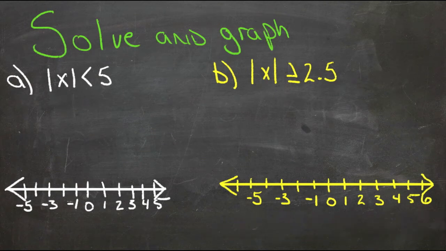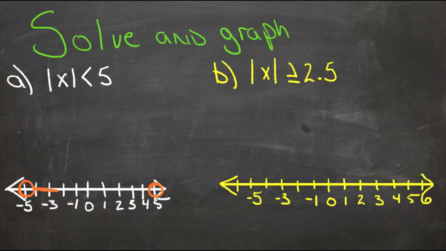So no number in here can be bigger than 5, whether it's positive or negative. The magnitude or the size of that number, or the distance of that number from 0, has to be less than 5. So the number can't be more negative than negative 5. It can go down toward negative 5, but it can't actually hit it. And it can't be more positive than positive 5. Again, it can go up to positive 5, but it can't actually hit it.